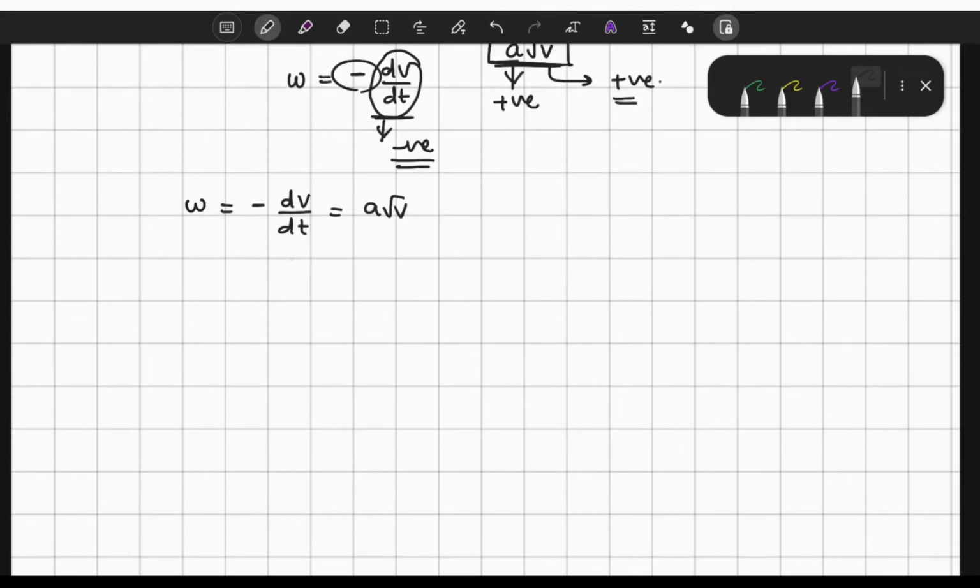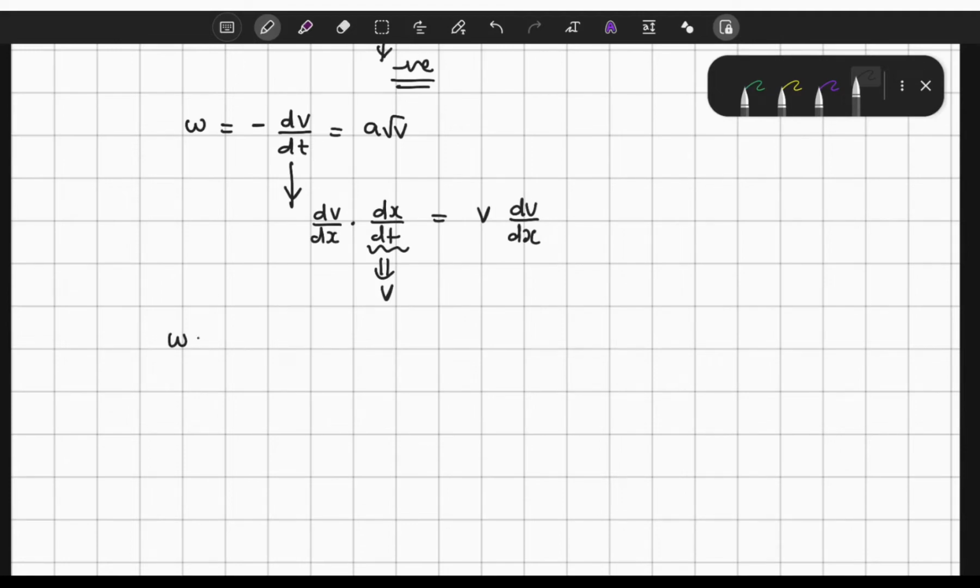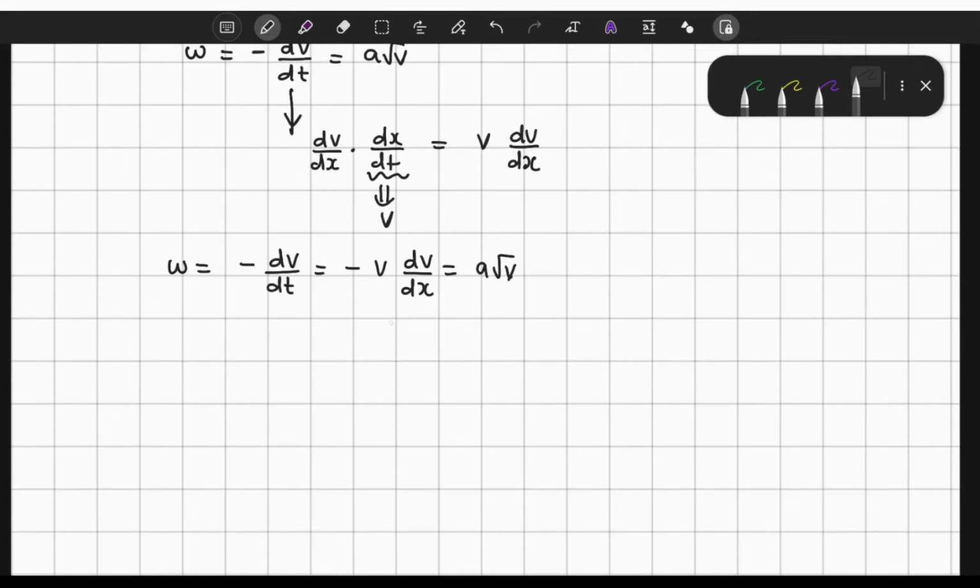Now this dv upon dt we can write as dv upon dx into dx upon dt, and this dx upon dt is what, v. So we can write it as v into dv upon dx. Okay, so we can write w = minus dv upon dt, or minus v times dv upon dx, is equal to a root v. Now the question is when to use what. If the velocity is a function of x, then we can use this particular expression. If the velocity is a function of time, then we can use this particular expression.